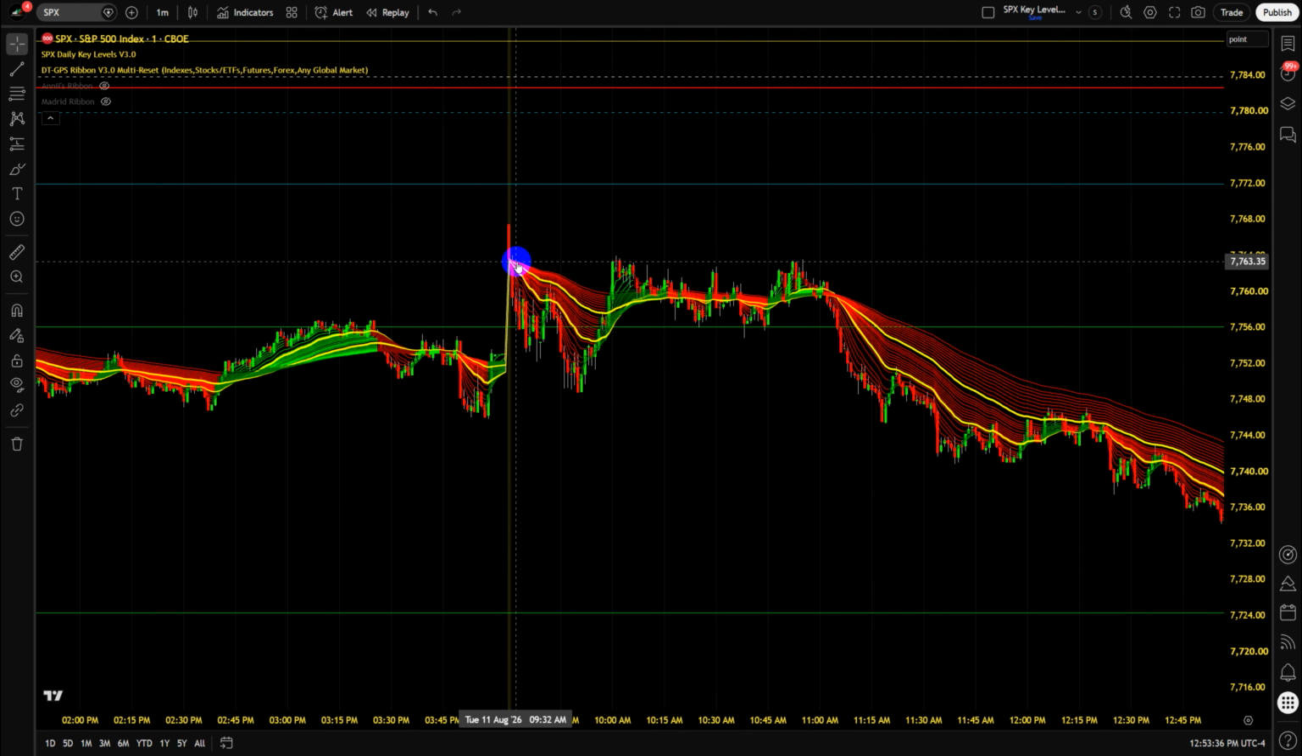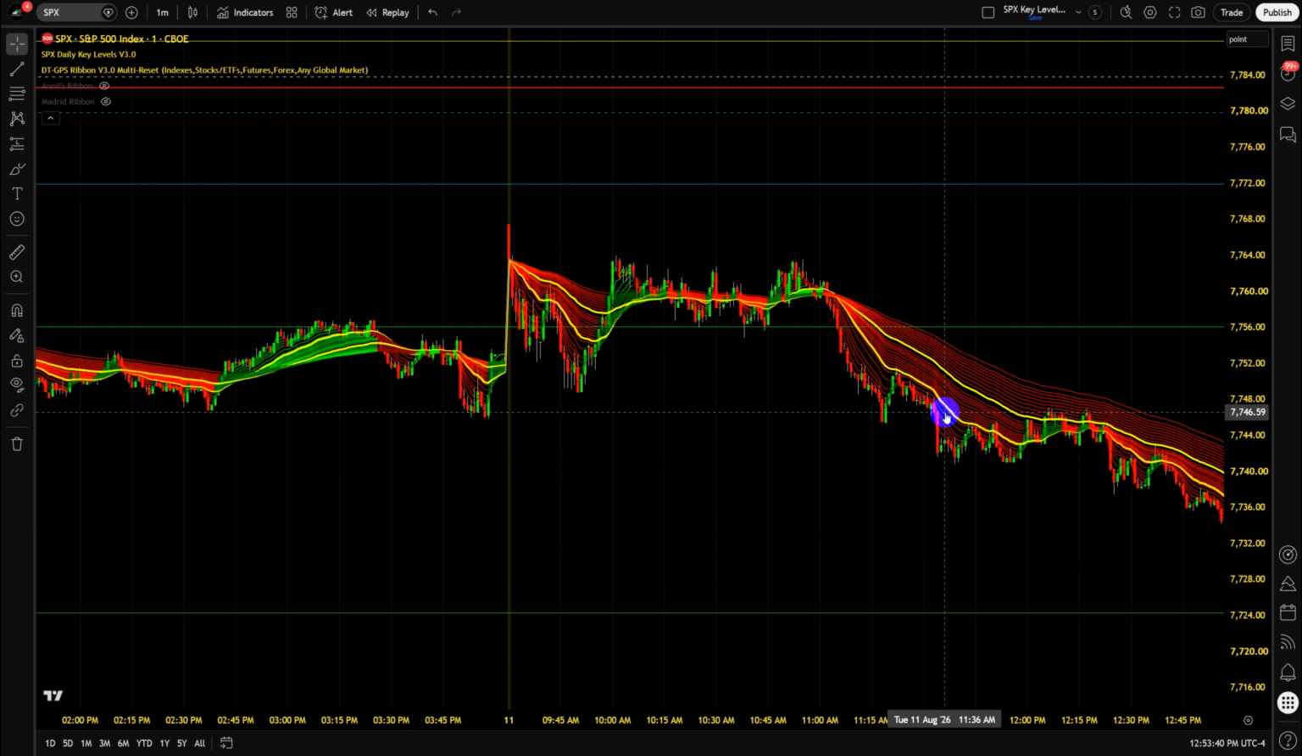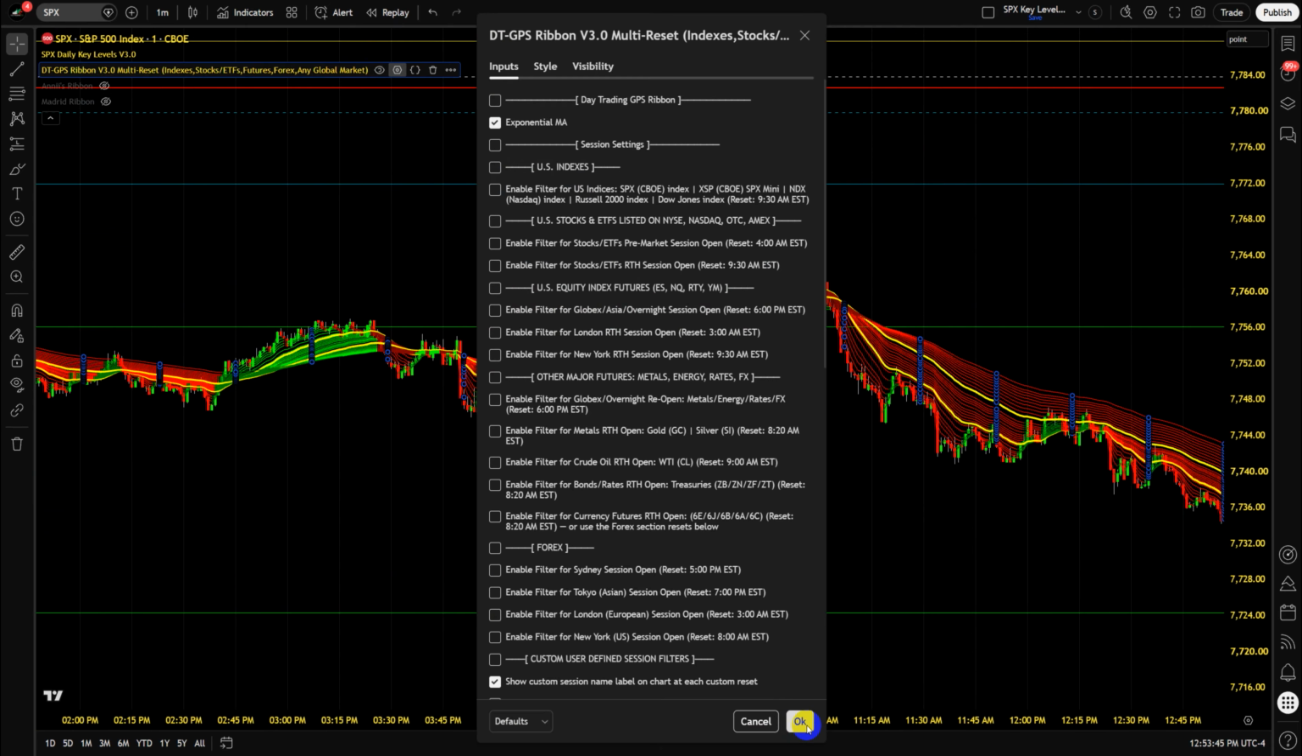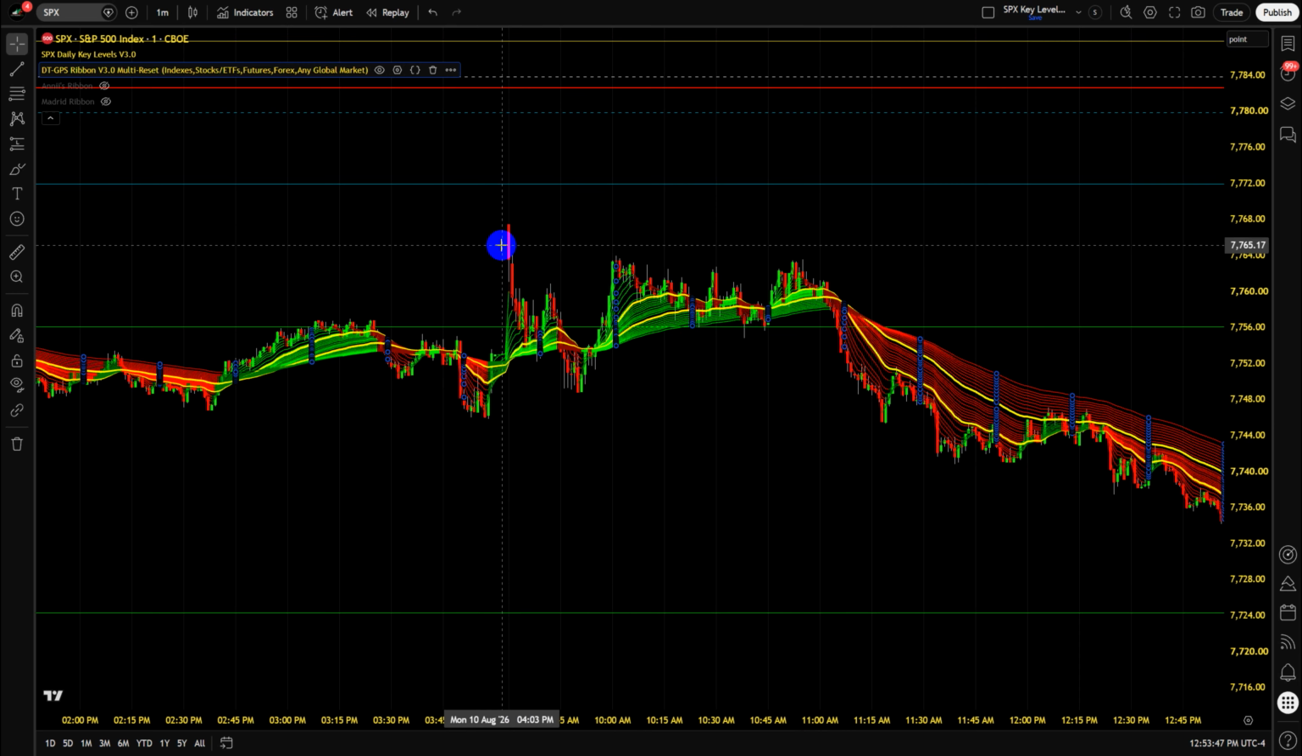Same thing here in this session. We have a gap up and a reversal, and then we have a continuation later in the day. So if we turn that off, you're not really getting the full picture.